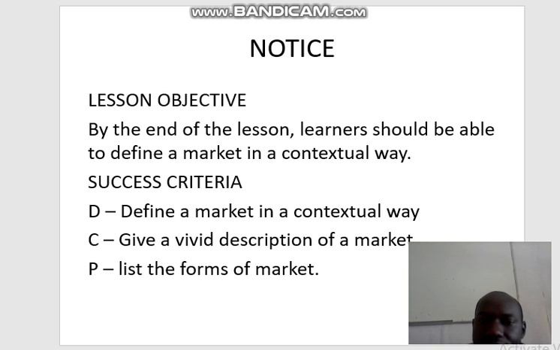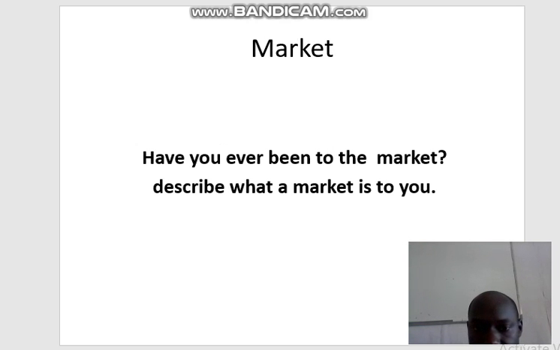The objective is that the learner should be able to define a market in a contextual way. They don't need to give me the definition of a market as it is in the dictionary, but they should be able to give me the definition of a market in the way they understand it. And in my distinction, if you can give me the definition, you've got a distinction already. If you can give me a vivid description of a market, maybe in an oral form, you cannot write it, but you can tell me something that is connected to a market, it is okay. If you can list the forms of a market, and you can't tell me what a market is, but you can list the forms of a market, then you're also good to go.